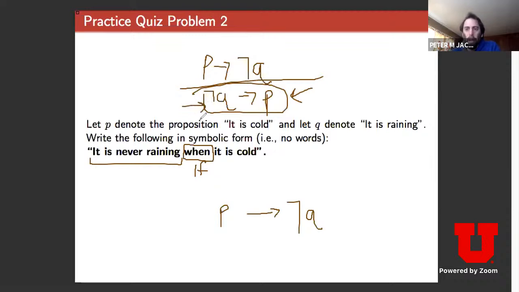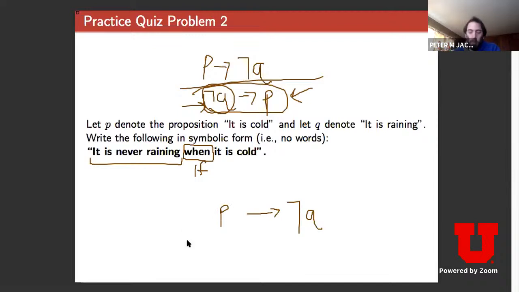What's your name? I'm sorry. Alec? Alec made an excellent point, which is that if we were making this statement, it would be a condition about what happens when it is not raining. And the statement doesn't say anything about what happens when it is not raining. It makes a statement about what happens when it is cold. And that's why cold is the hypothesis. When it is cold is the hypothesis.